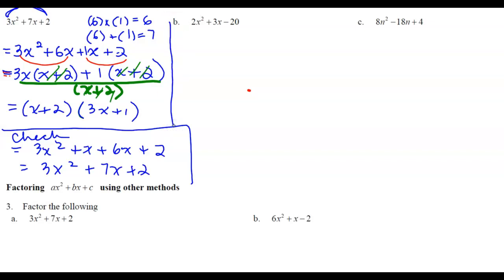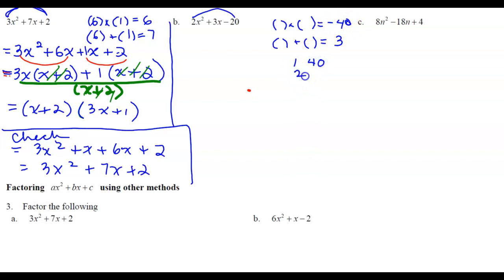Okay, so here, 2, 3, and negative 20. Anything common to all of those? No. So it is not a simple trinomial. So we need 2 numbers that multiply to negative 40. Take the sign in front of the constant term, negative 40. And then those 2 numbers have to add to positive 3.